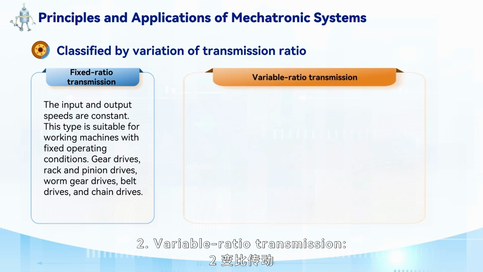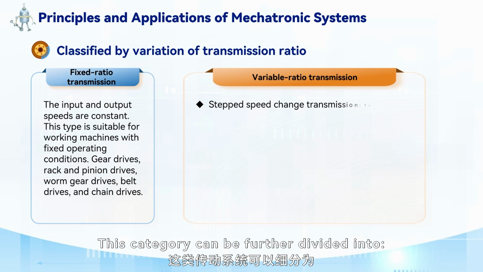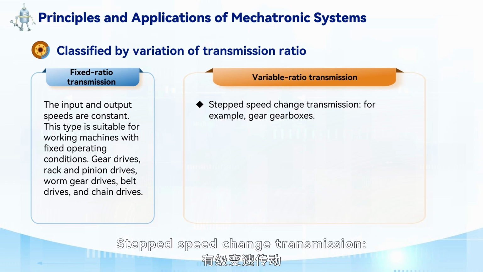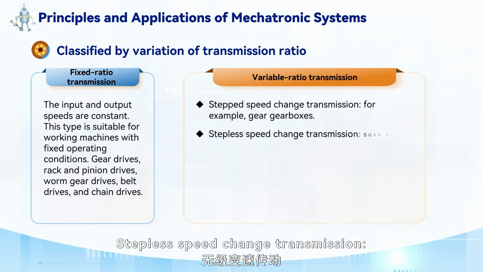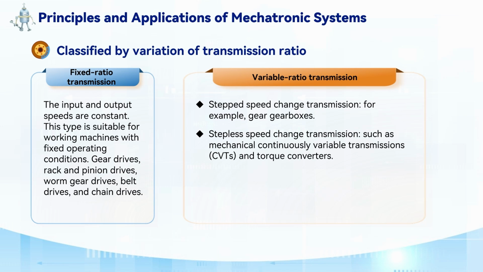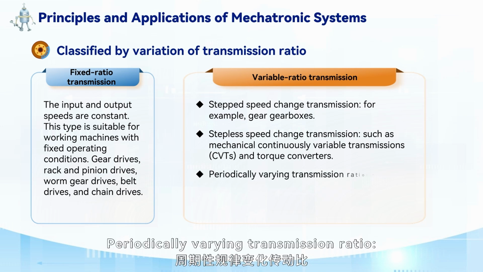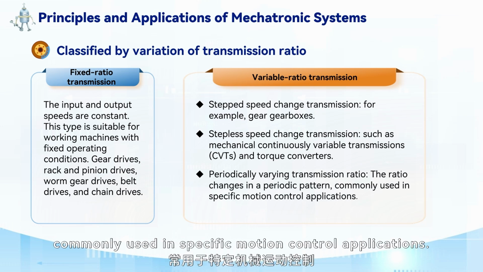2. Variable ratio transmission. The transmission ratio can be adjusted as needed. This category can be further divided into step speed change transmission, for example, gearboxes. Stepless speed change transmission, such as mechanical continuously variable transmissions, CVTs, and torque converters. Periodically varying transmission ratio. The ratio changes in a periodic pattern, commonly used in specific motion control applications.